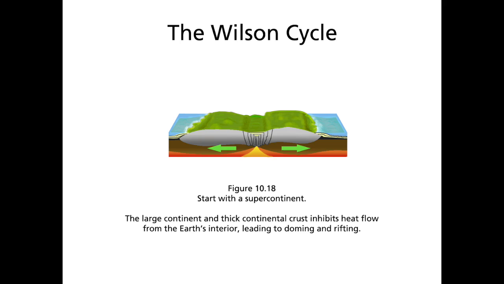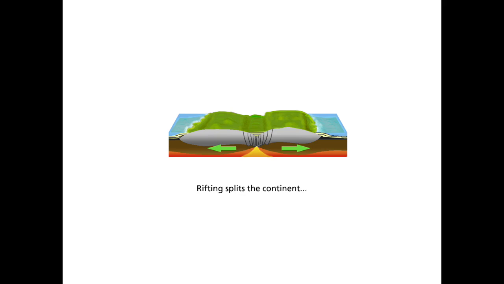What is it? Well, we start out with a supercontinent. Let's say it's Pangaea, some 200, 300 million years ago. Now, the thick continental crust that exists under this supercontinent inhibits the heat flow from the Earth's interior, and this leads to the supercontinent starting to dome, and this doming then leads to cracking, deformation, and eventual rifting.